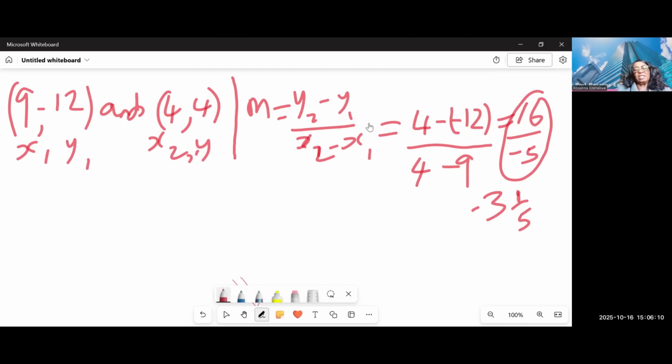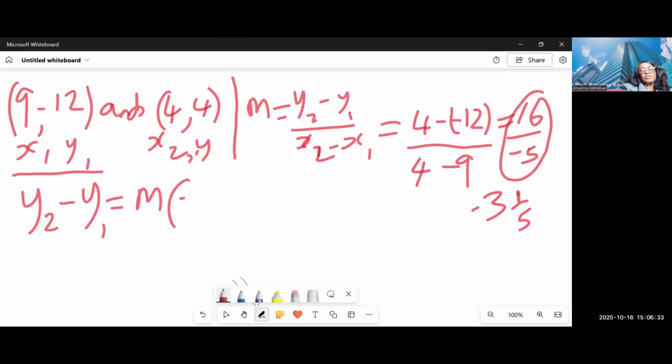Now, the next thing is to plug in the slope. I will use x1, y1. Plug the slope and the point x1, y1 into the point-slope formula. So what is the point-slope formula? y2 minus y1 is equal to the slope times x2 minus x1.